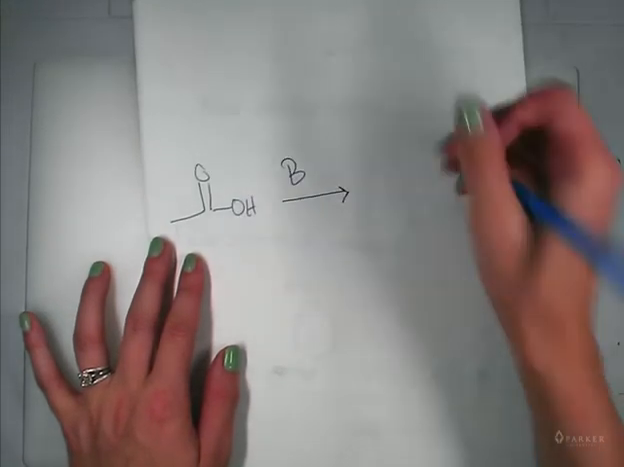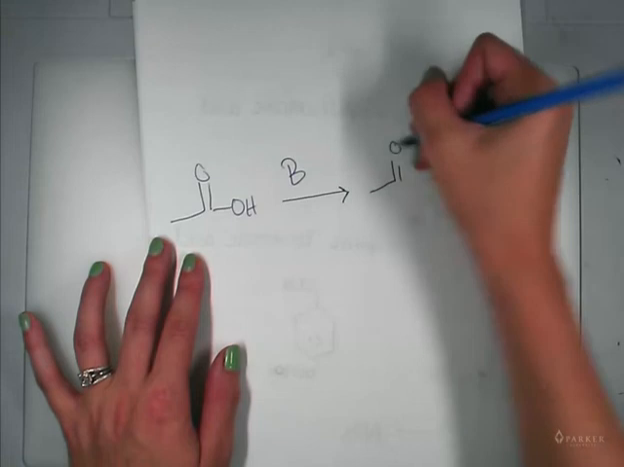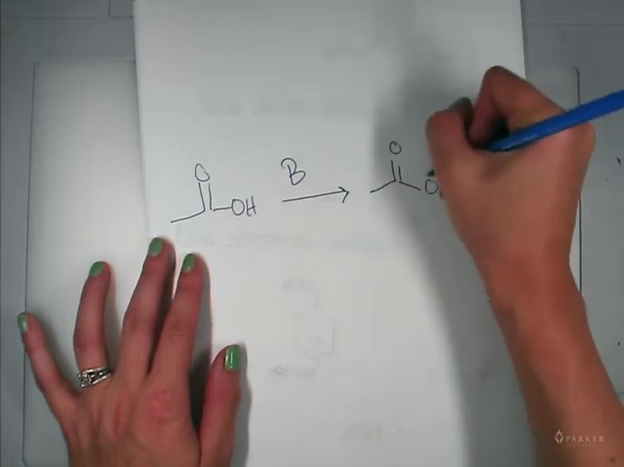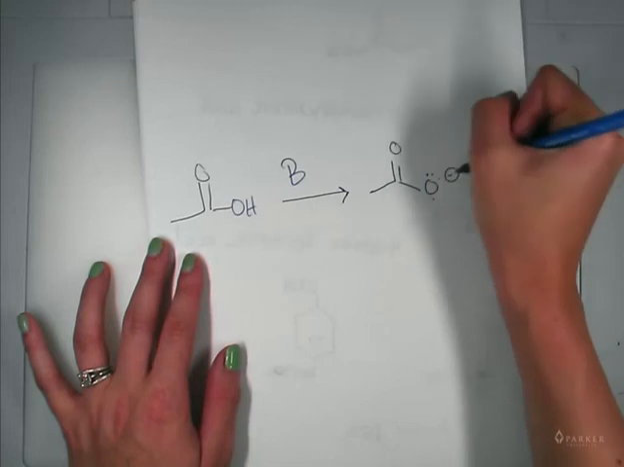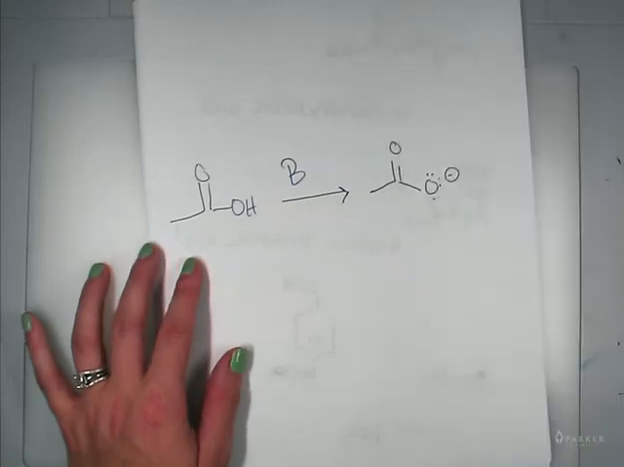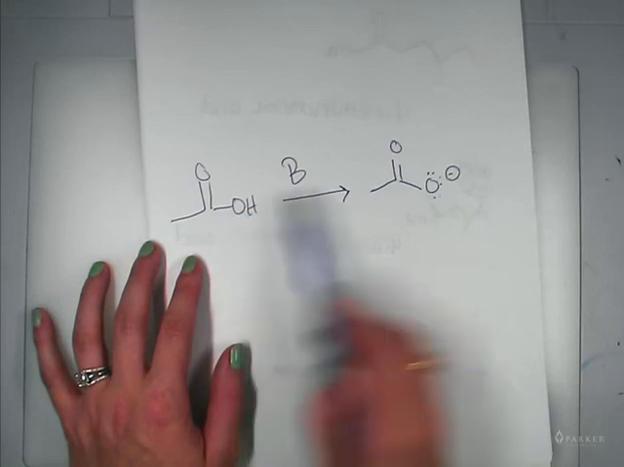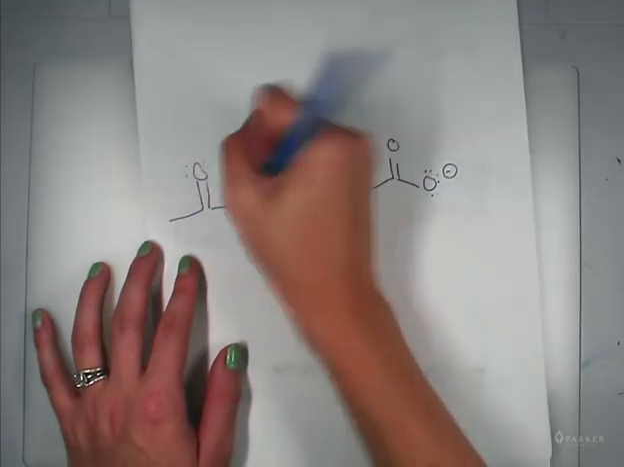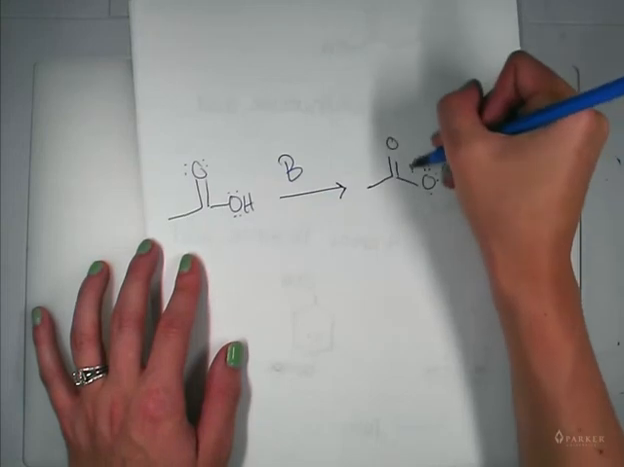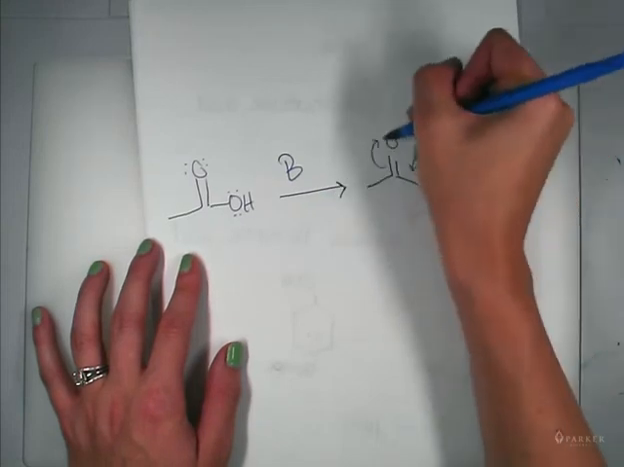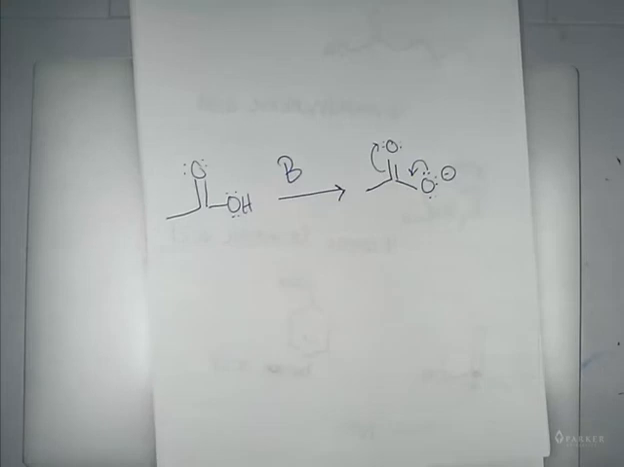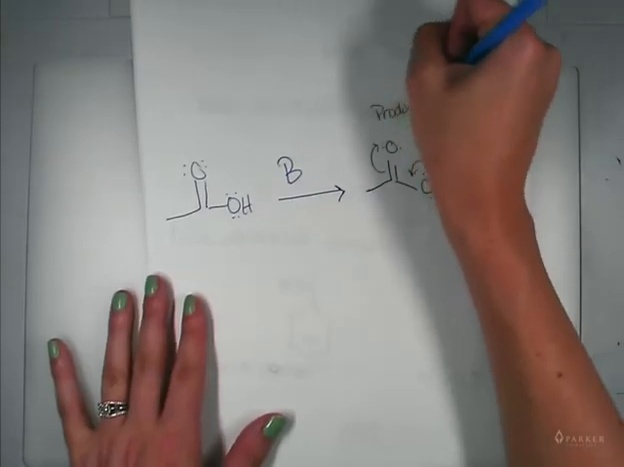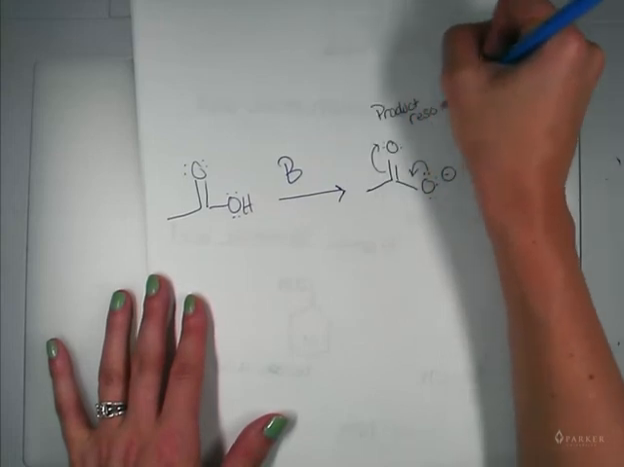So base, B for base. What does the base do? Takes the hydrogen off. Okay, so when it reacts, you see here I have OH and I have O minus. So this product is stabilized because I can move these electrons around. Anyway, so we'll call it product resonance.